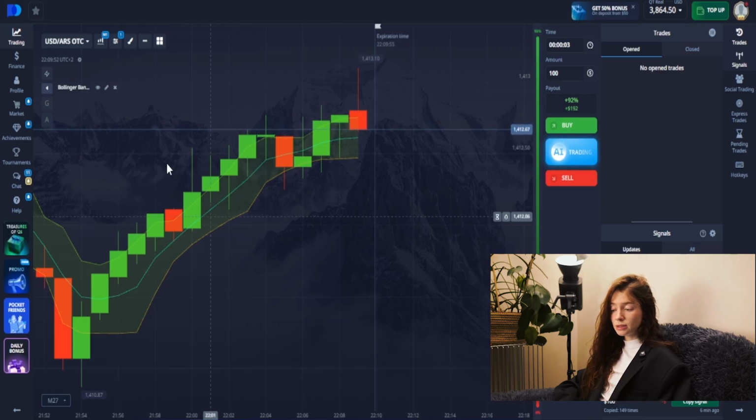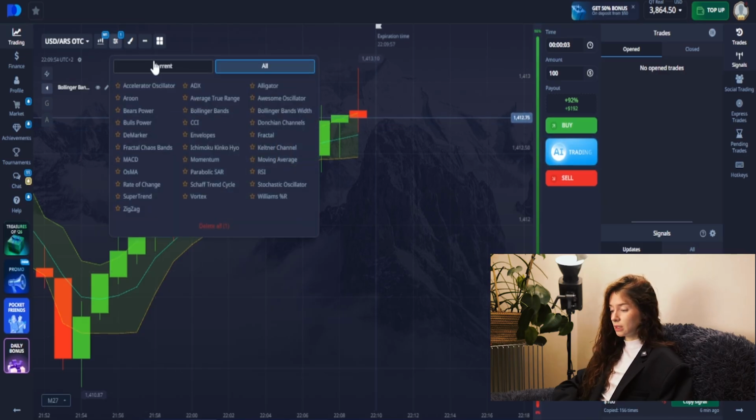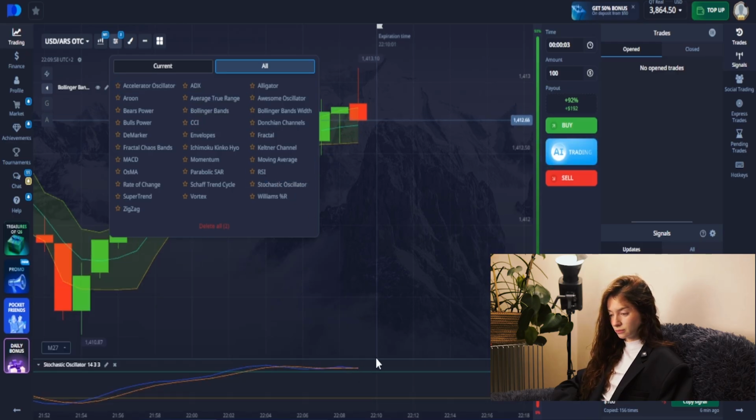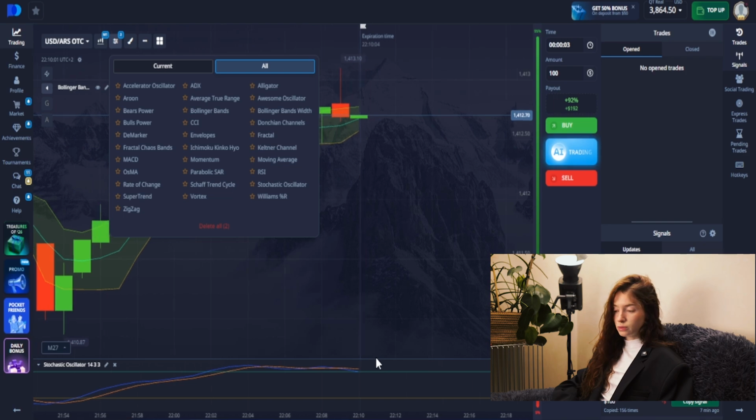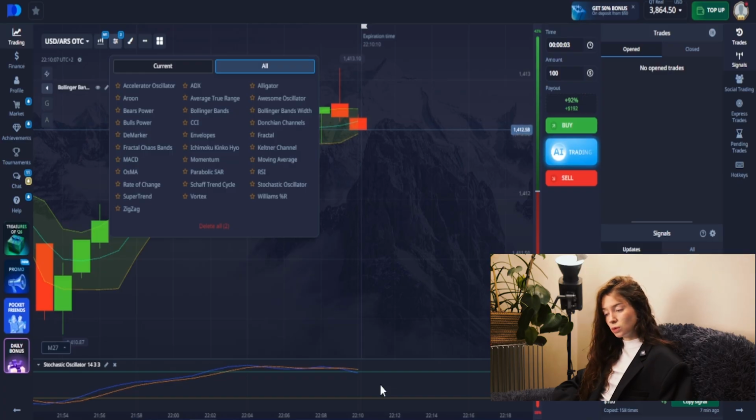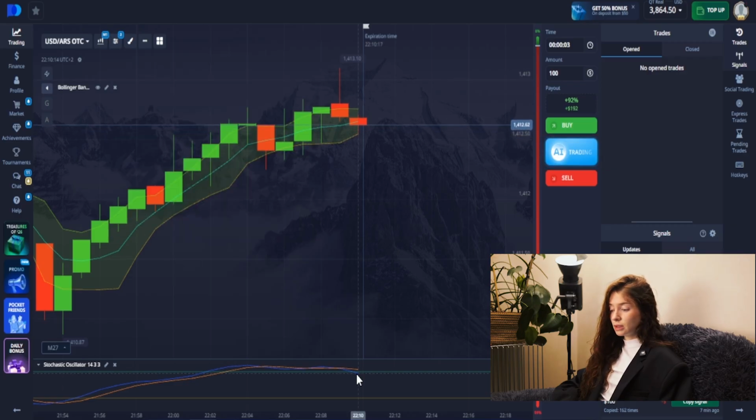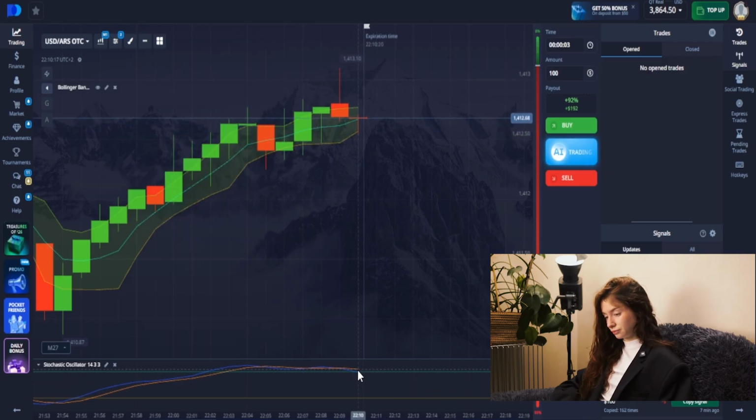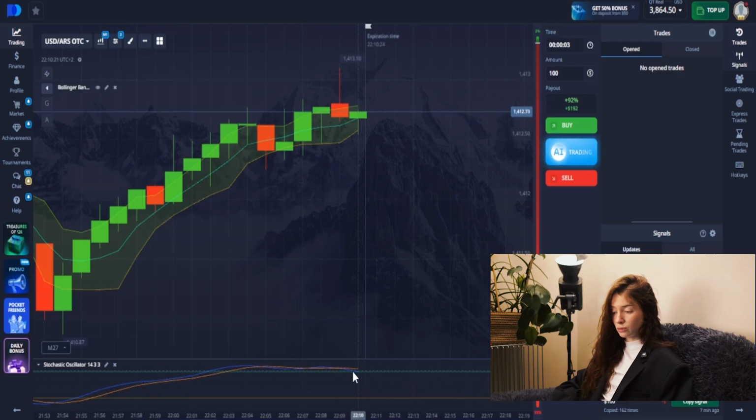The second indicator is the stochastic oscillator. We select it here. What does it show? Reversal moments. Below 20 means oversold and a possible move up. Above 80 means overbought and a possible move down. As you can see, there is a tendency to move down now because the level crossed 80.